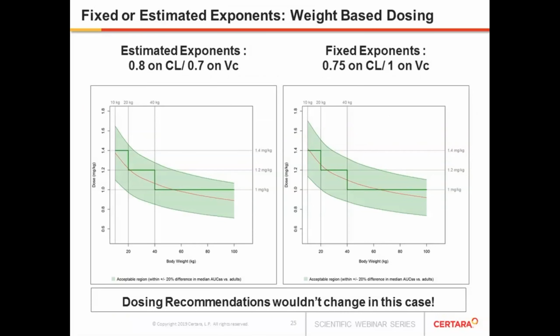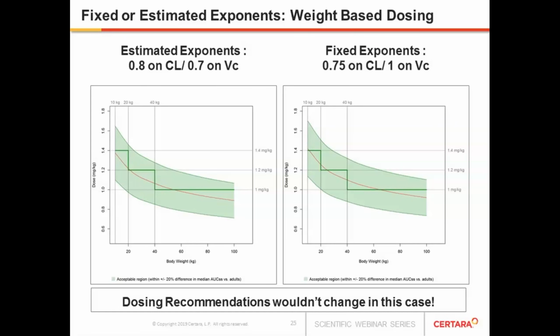Nastya. Thank you, Justin. In this first example I'll be showing, I took exactly the same drug that I showed earlier, where a milligram per kilogram dosing was used. So we will start with the left plot, where we derived the dosing based on estimated exponents of 0.8 for clearance and 0.7 for volume of distribution. Based on the final model with the estimated exponents, the dose recommendations were, as previously said, 1.4, 1.2, and 1 milligram per kilogram for the different weight ranges.